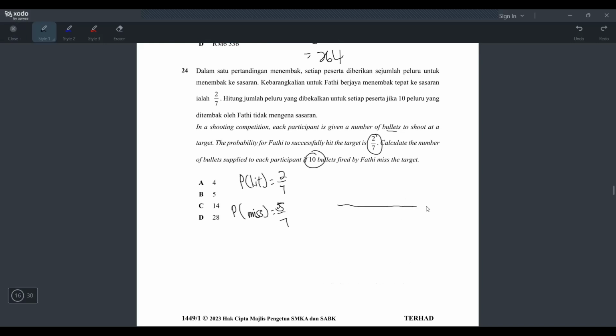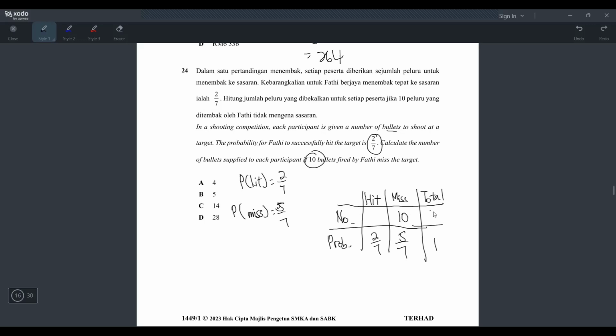Actually this one I like to explain using a table. So we have number, we have probability, right? So this one I'll write hit, this one I'll write miss, and then this one I'll write total. So we try to fill in the table. We all know probability of hit is 2/7. So here is 2/7, and then probability of miss is 5/7. But the total is always 1. Remember, probability total must always be 1, right? And then what else do they say? Calculate number of bullets supplied to each participant, if 10 bullets miss. So 10 miss.